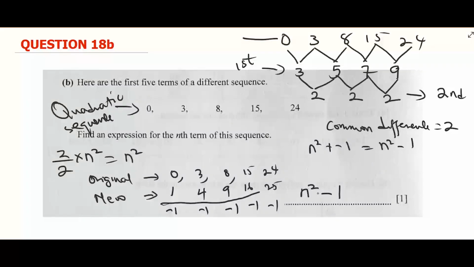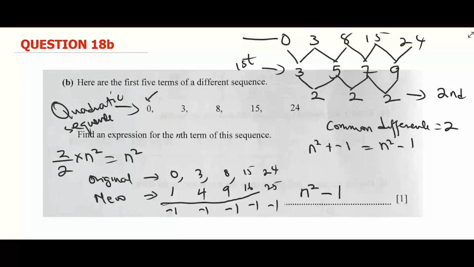So this is the nth term of this sequence. So you can confirm it. You can check your answer by using this now. So this one is the first term, that is 0. So let's put it here. When n is equal to 1, you have 1 squared. 1 times 1, 1. 1 minus 1, 0.